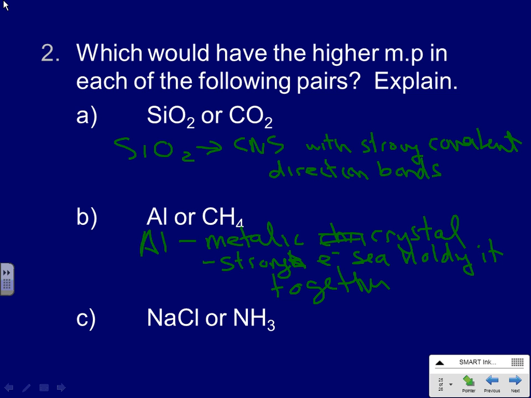NaCl or NH3? Which one do you want? Yep. NaCl, I agree. Why NaCl? It's ionic versus H bonding, and the complete charge is going to be stronger than the dipoles in the H bonding, right? It's ionic, and therefore strong directional forces holding it together. Okay?